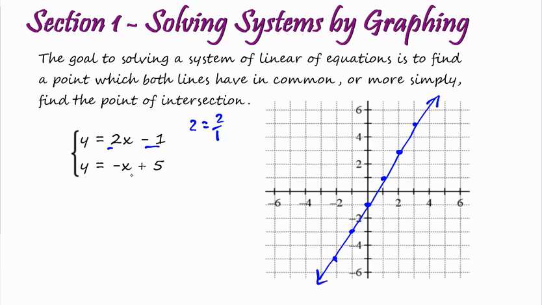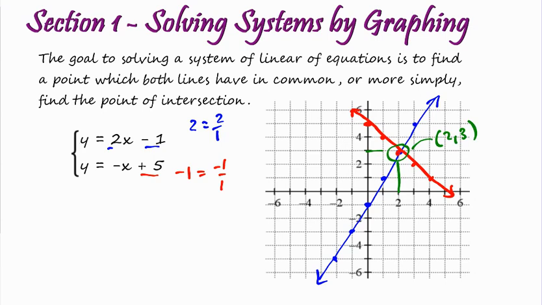And now we'll do the same for the second equation. We see the y-intercept is at positive 5, and the slope is the number multiplying x, which is negative 1, which can be written as negative 1 over 1. So we'll go 1 down, 1 to the right, 1 down, 1 to the right, and we continue to do this. We see that these two lines intersect at the point 2, 3.